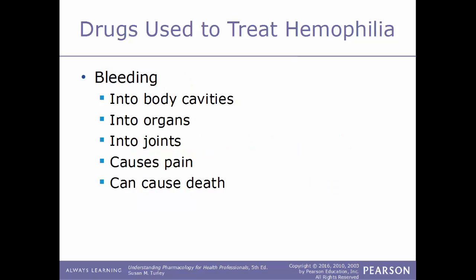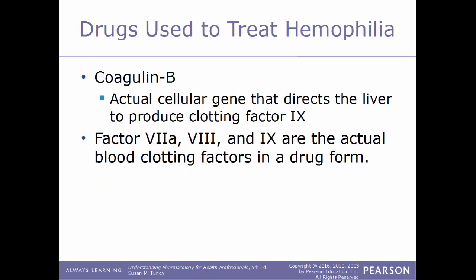So when an injury occurs in a patient like this, the bleeding will get into the body cavities, into organs, into joints, and can end up causing severe pain. It can even cause death if it's not recognized quickly and treated quickly. One very particular type of drug that's been developed is called coagulant B. Now, this uses viral therapy to actually deliver the cellular gene that directs the patient's liver to produce clotting factor number 9.